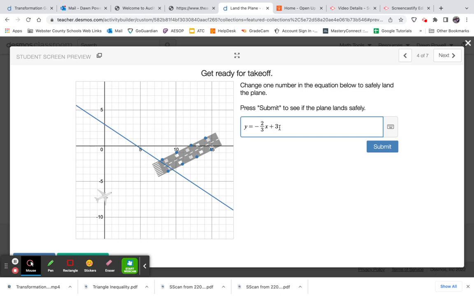So take your time doing this. It may take you a few minutes to figure out the answers, but this is good practice to see changing one piece of the equation. What effect does it have on the line that's being drawn?